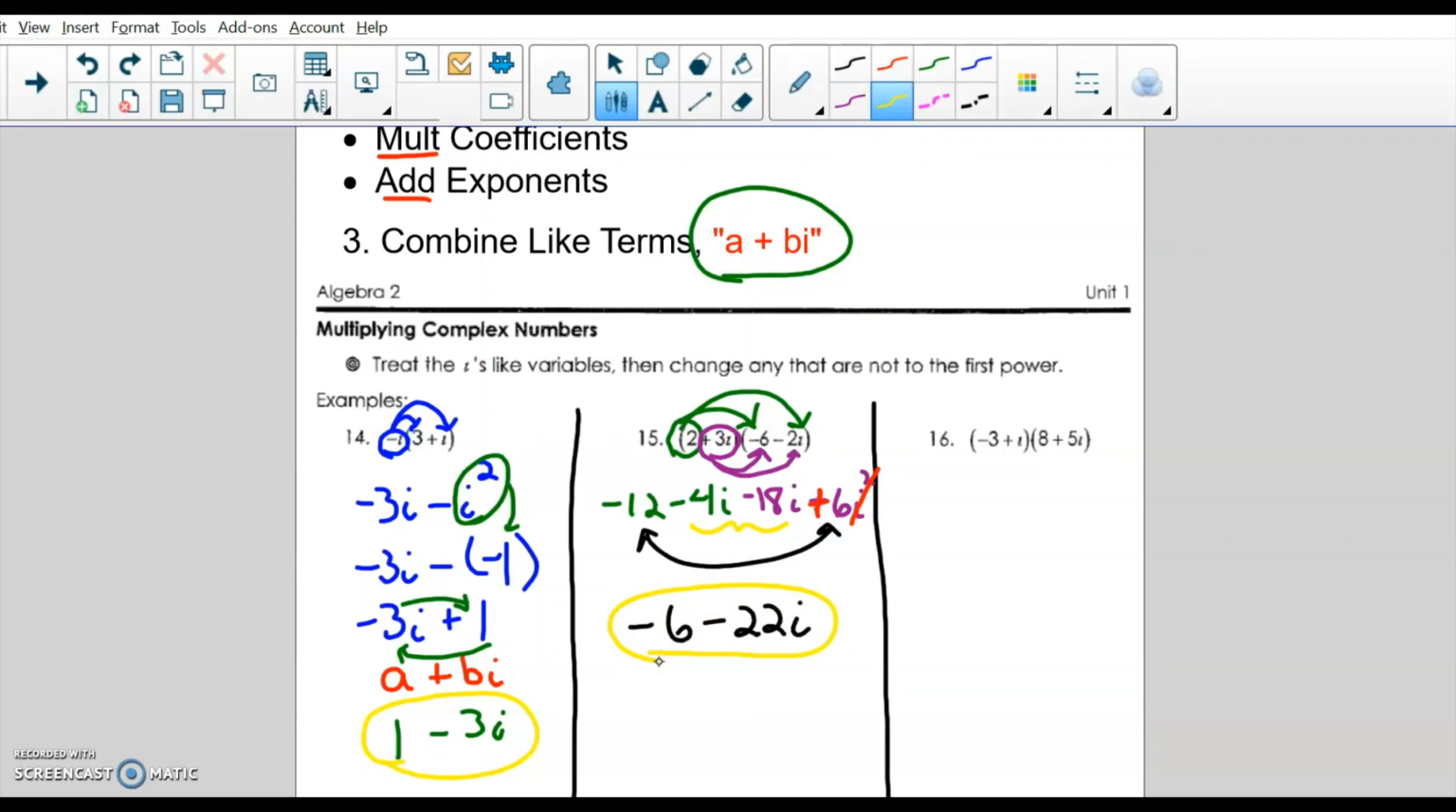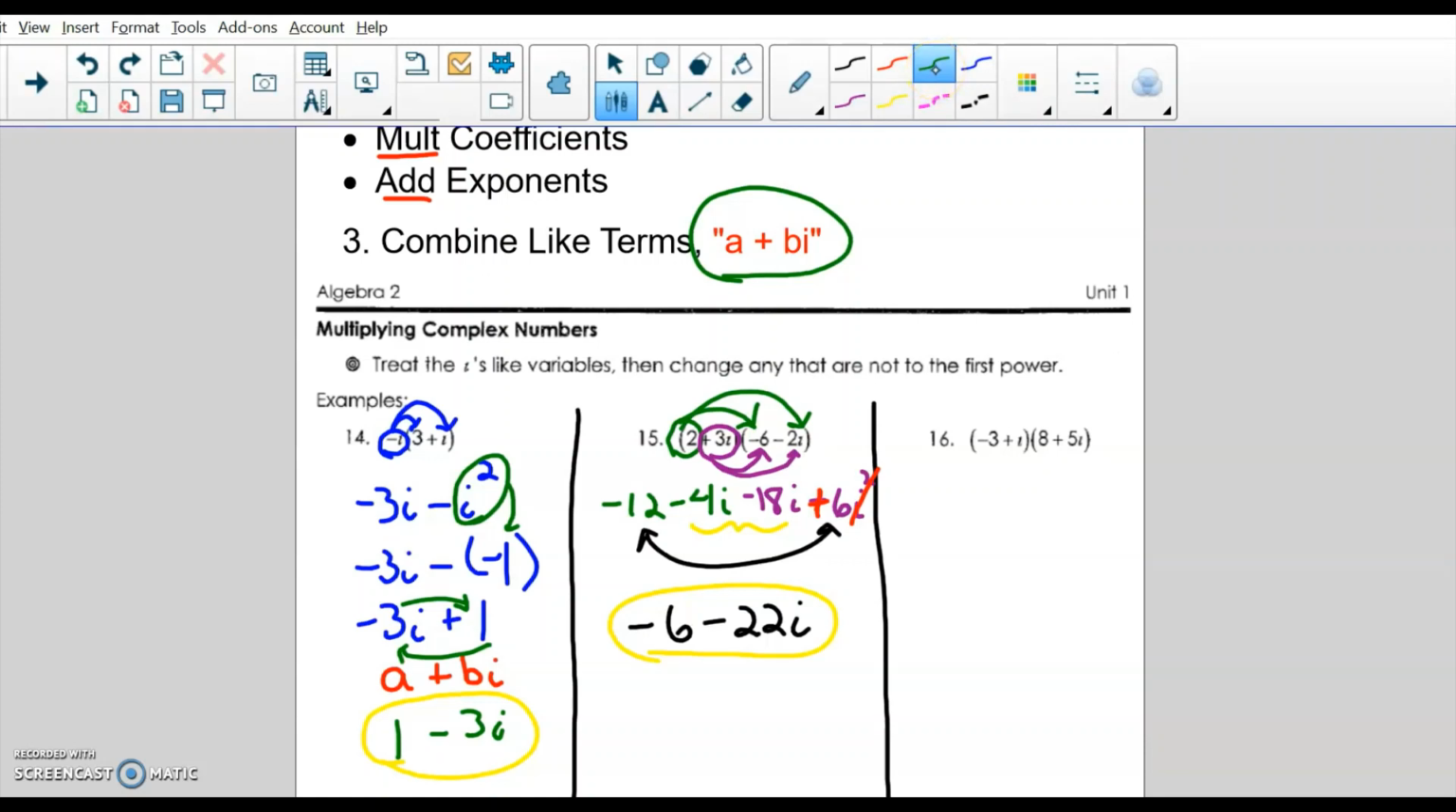Now, it is important to understand everything that's going on. There's a lot going on there. But at some point, we do have to start to conserve space in our problems and have a greater understanding of what's going on. So we'll see if we picked up on that as we move into problem number 16.